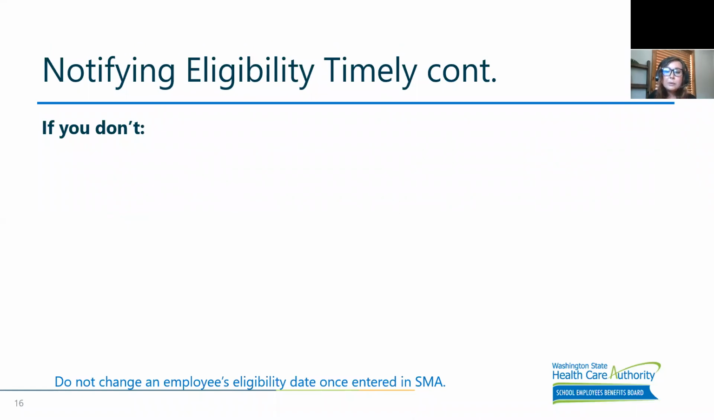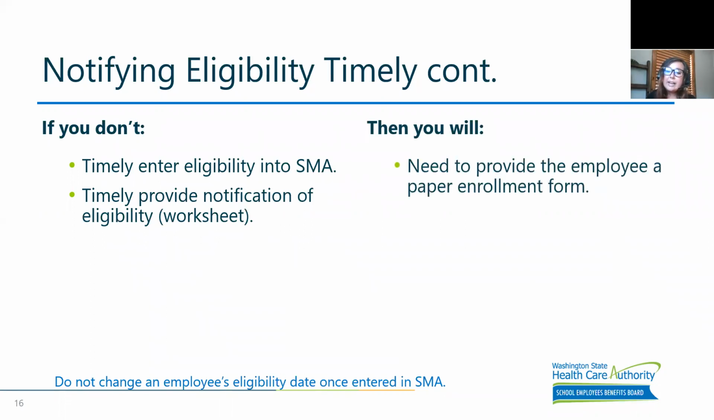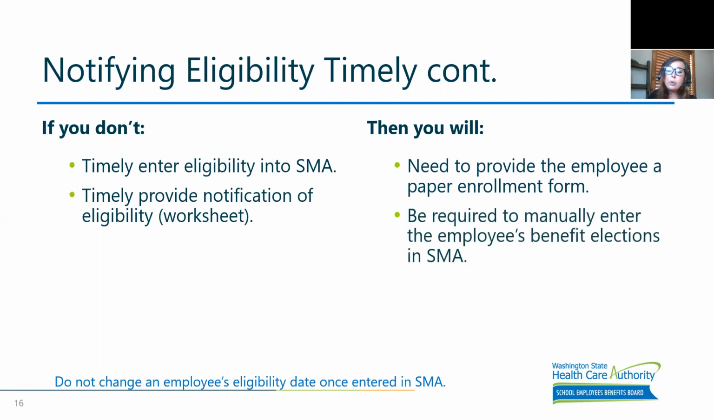All right, so one more time, I just want to point this out and make it clear that if you don't timely enter your newly eligible employees in SEBB account and timely provide notification, AKA that's a worksheet, of eligibility to these employees, then you will need to provide the employee a paper enrollment form, and you will be required to manually enter the employee's benefit elections in SEBB account.